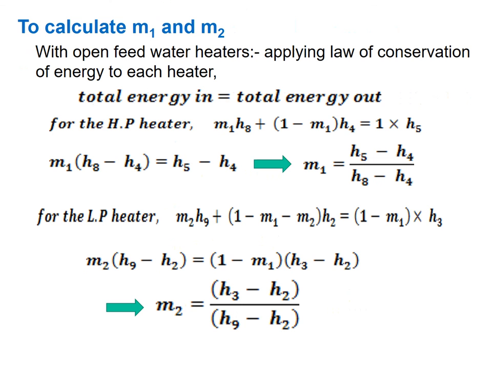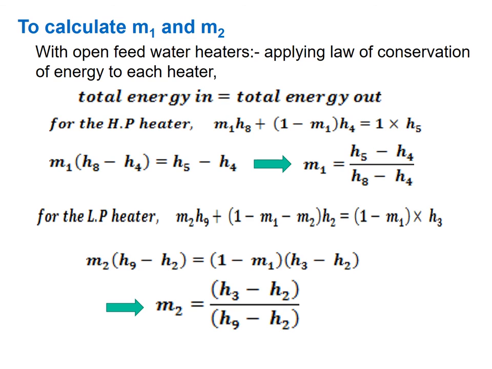Next, how to calculate the mass. There I have considered y. y is a mass: y kg of mass and 1 minus y kg of mass. How to find m1, m2 in the open feed heater by applying the law of conservation of energy. For the high pressure heater, in the last slide I showed one diagram with input and output. Similarly, m1 h8 is input, and (1 minus m1) h4 is input to the high pressure heater, equal to 1 into h5, which is the output.